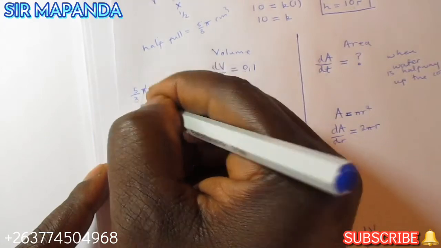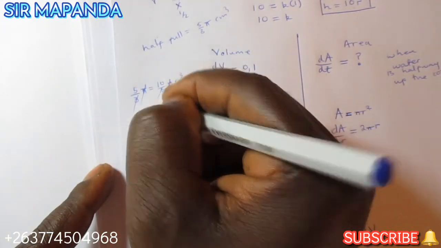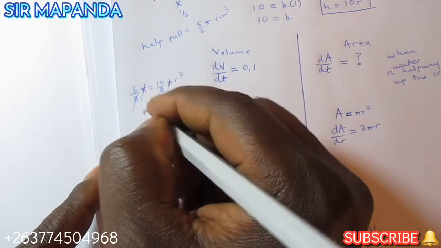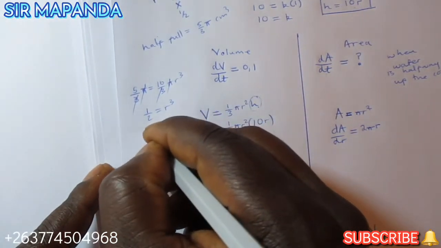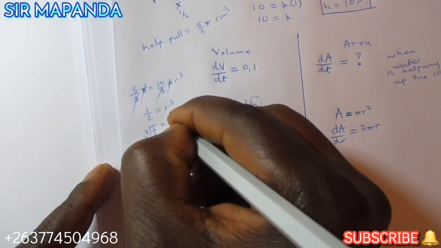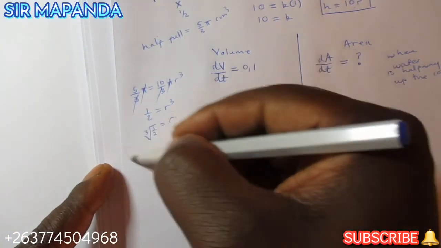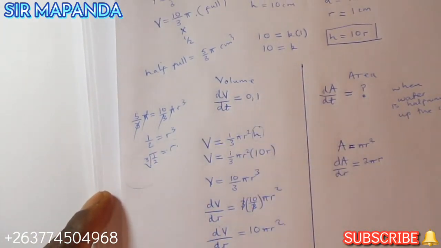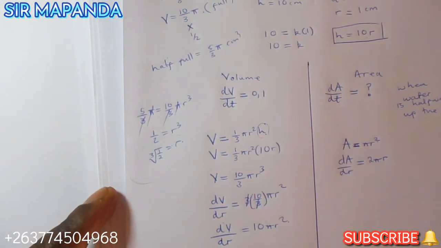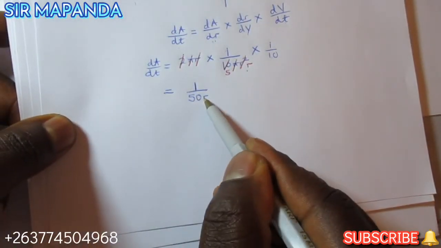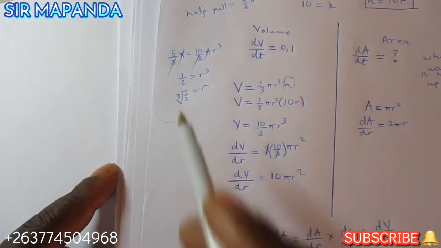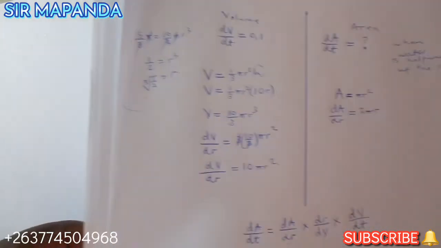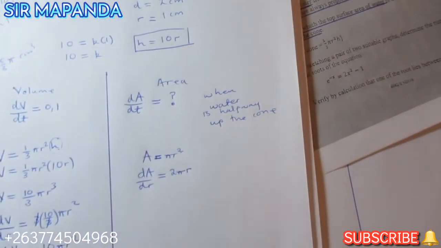You can clearly notice that pi and pi cancel each other off, and 3 and 3 cancel each other off. If you divide both sides by 10, you get half is equal to r cubed. It means the cube root of half is equal to r. So this is the radius that you use if the question states to find when the cone is half full. You replace this r right in front of this 50 with the cube root of half to find your final answer, right? But the question here is asking otherwise, right?